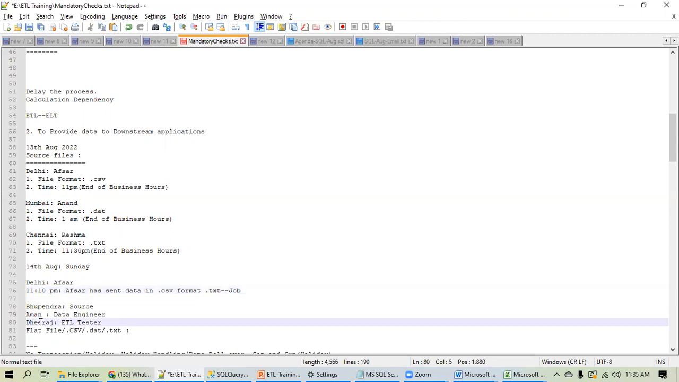Quickly, Dheeraj should drop an email to the officer that we will not accept this format, send in .csv format. But here, what is happening? The file is received in .txt format rather than .csv format, right? And they are from the same organization.